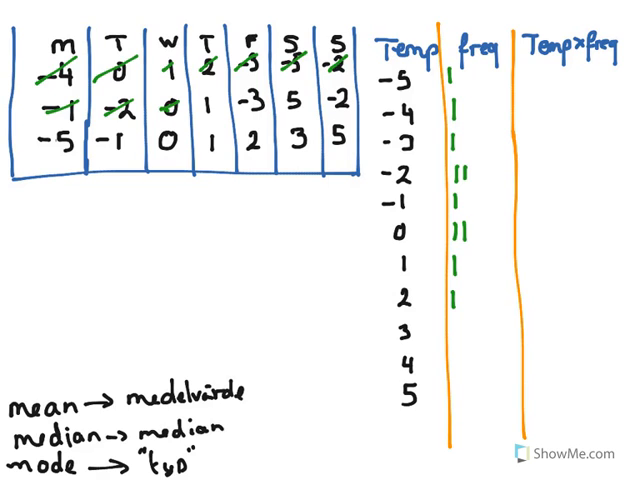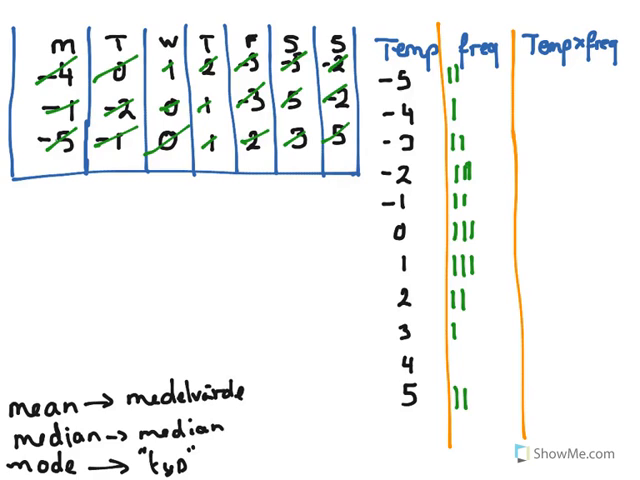A 0 here, a 1 here, a minus 3 again, plus 5, our first plus 5, a minus 2, and a minus 5 again, a minus 1. So we're just crossing out and putting it in the table. A 0, another 0, and a 1 here, a plus 2 here, plus 3 here, and a plus 5. Right, so let's actually put some real numbers there.